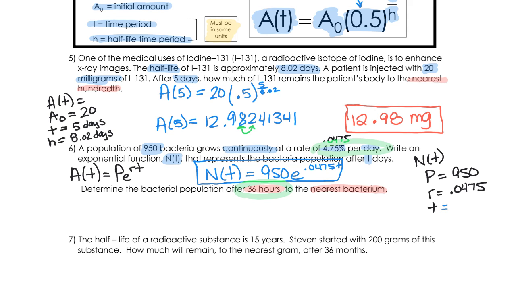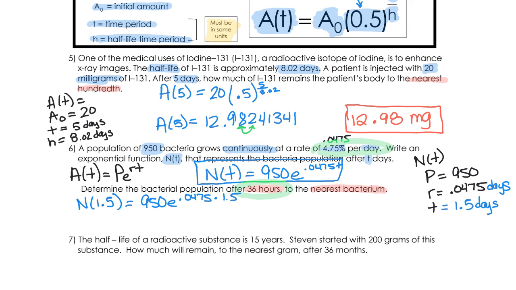Well, 12 hours is half of a day. And so 36 hours, guys, is 1.5 days. And we had to do the conversion because this rate is per day. And so we have to make sure that they're in the same units, okay? And so we're going to go ahead, guys, and use our formula. N of t, which is actually N of 1.5, or you can leave it t, it doesn't matter. 950 e to the 0.0475 times our t, which is 1.5.